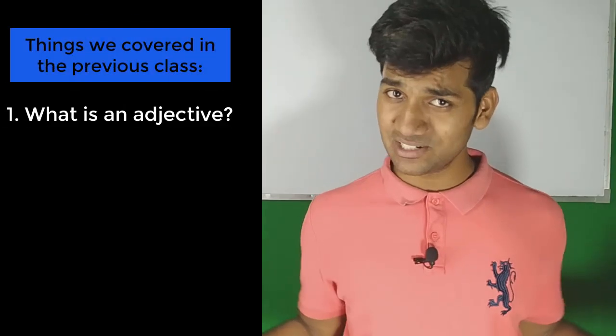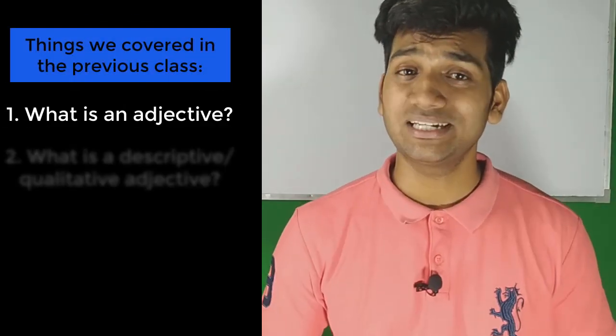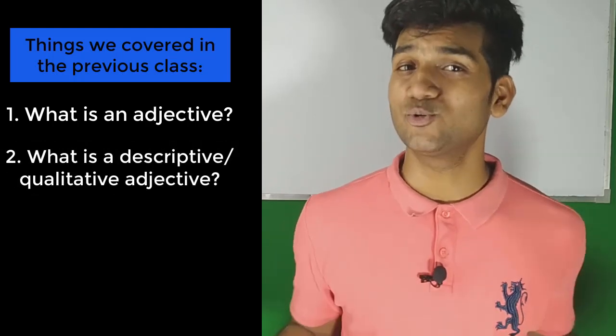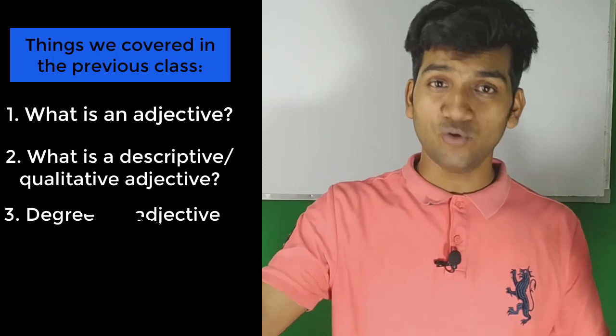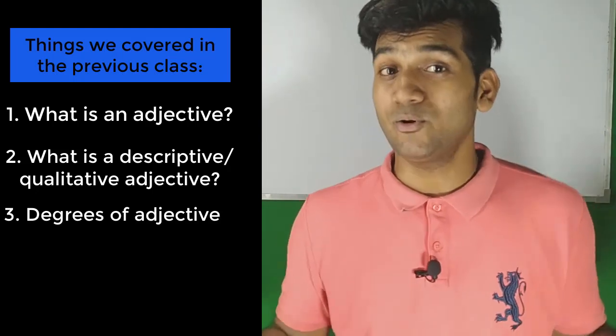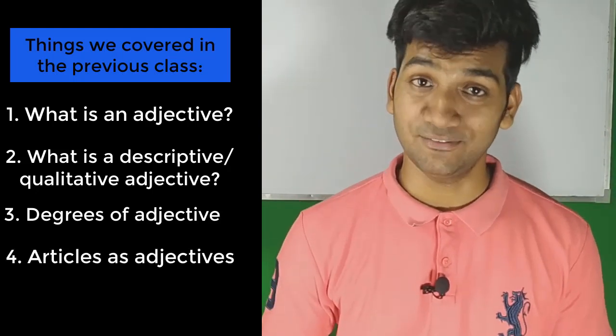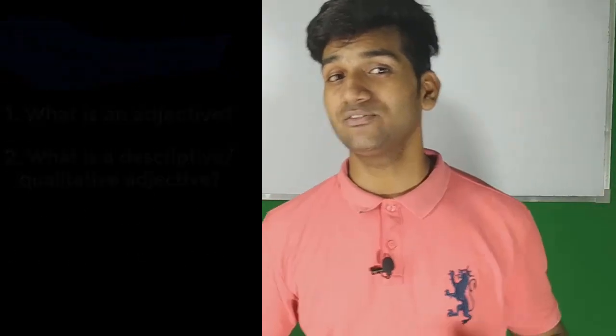This is the second lesson on adjectives. In the first lesson we talked about what an adjective is. We also talked about what a descriptive adjective, also known as a qualitative adjective, is. We also talked about the 3 degrees of adjectives, and about articles working as adjectives. So we talked about a lot of stuff in the first video.